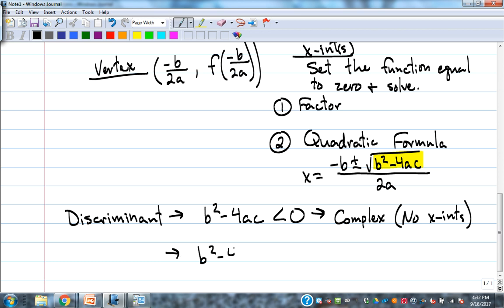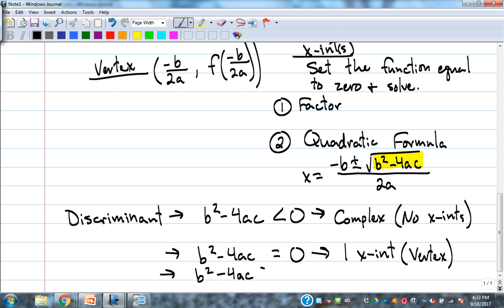If b squared minus 4ac is equal to 0, that means we're taking the square root of 0, which is 0 all the time. That's one x-intercept. A little more detail: if the discriminant is 0, then the x-intercept will be the vertex. That's where it will be touching the x-axis, at the vertex. And then the other option is if it's positive, that means we have two x-intercepts.